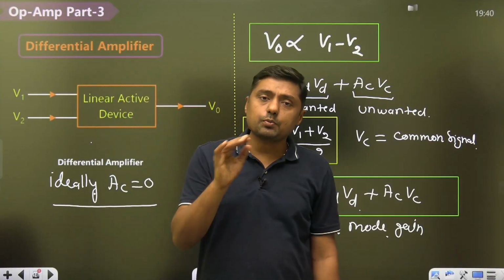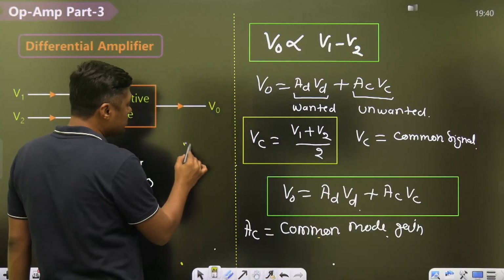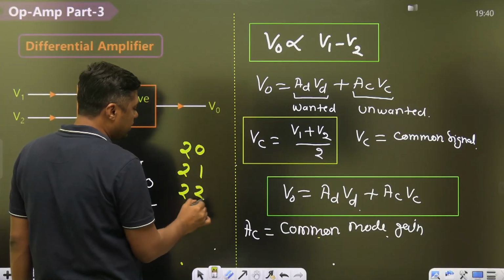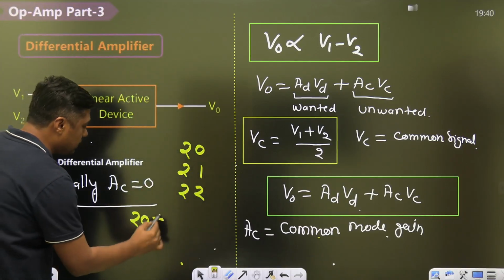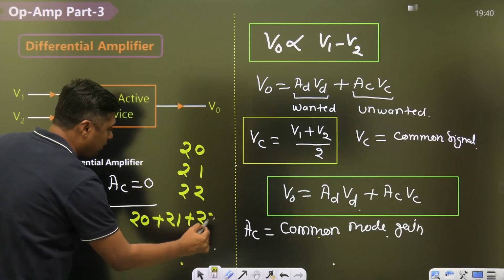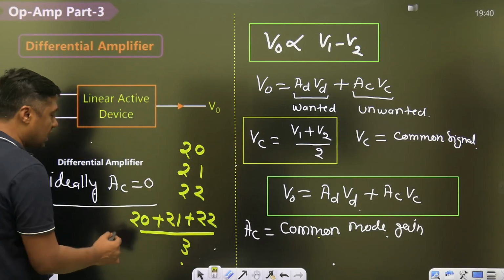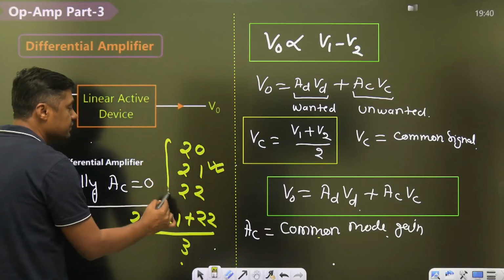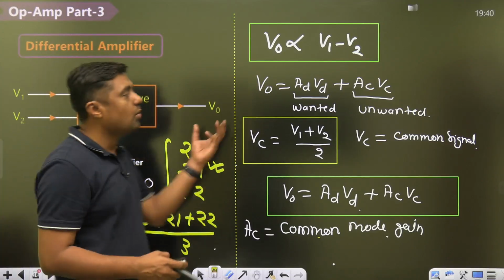Average means what? Suppose we are having three boys. Age of the one is what? 20, age of the second one is what? 21, age of the third one is 22. Then what is the average of these three? So you can find 20 plus 21 plus 22 divided by 3. Okay, and you will get 21 is the answer. So what is the average value? 21, and that is the common age. Common among these three is what? 21, and that's why this is called common signal.